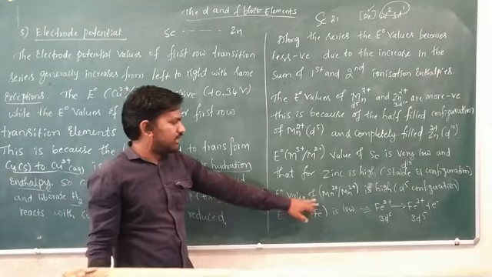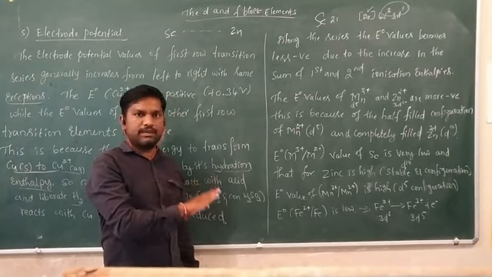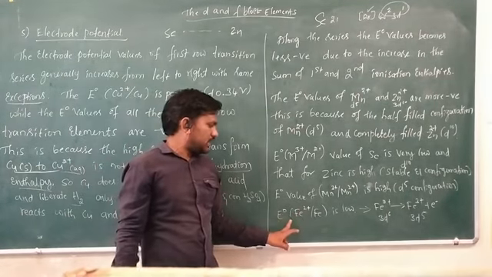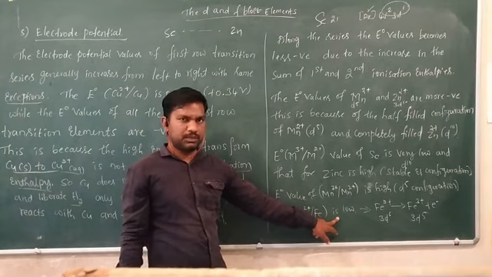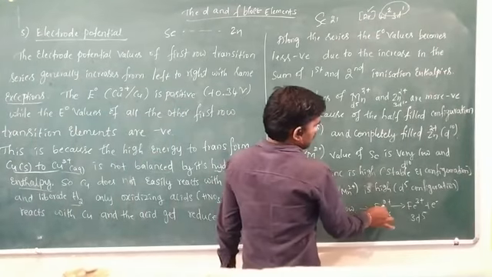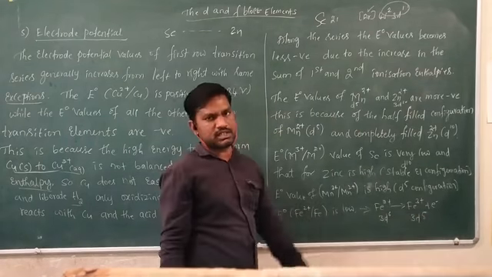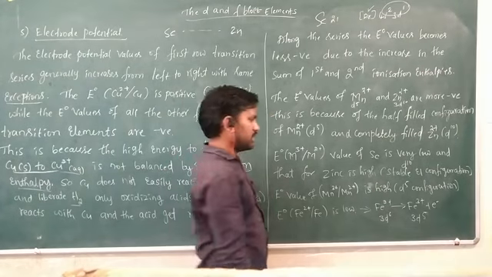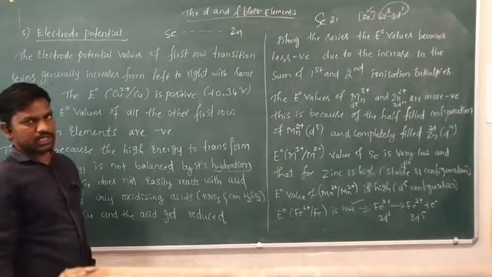The E0 value for manganese is high because it has a half-filled d5 electronic configuration. The E0 value of iron, related to the third ionization enthalpy, is very low, because removing one electron from Fe2 plus gives Fe3 plus, so 3d6 converts into 3d5. 3d5 is a stable half-filled d configuration, so it has a very low value of electrode potential.